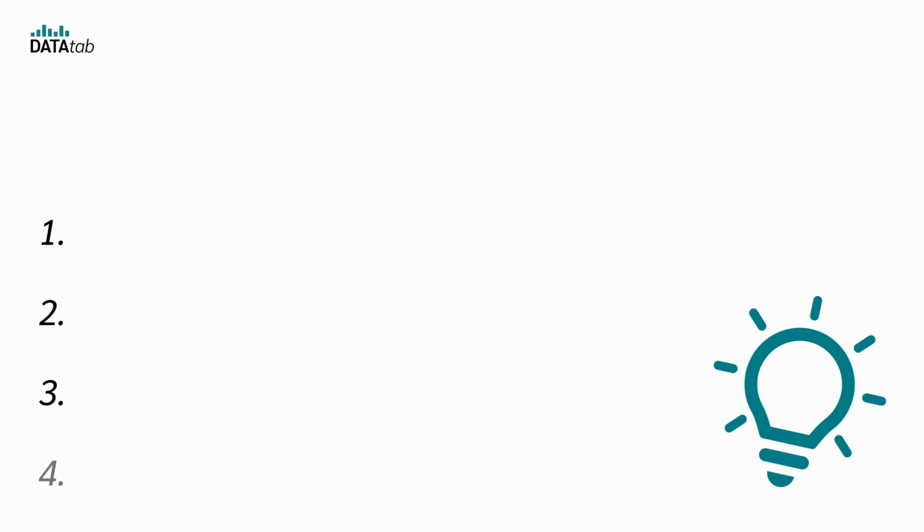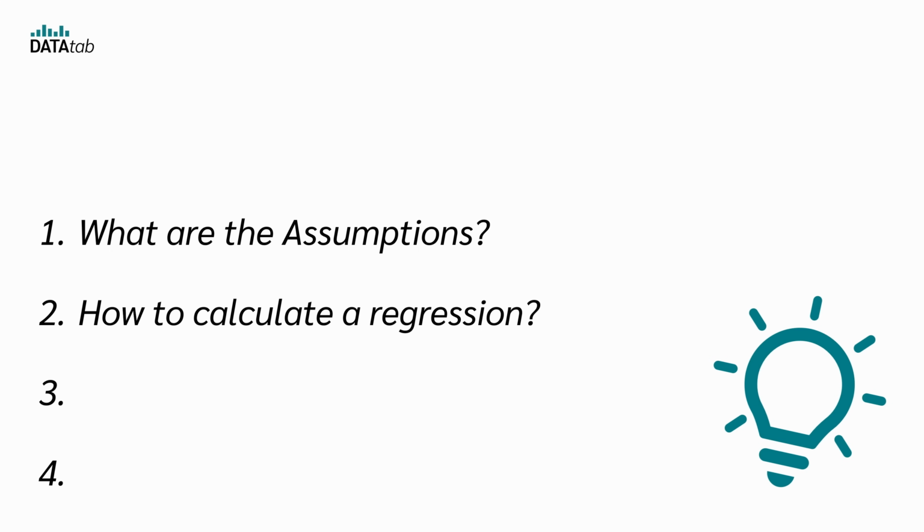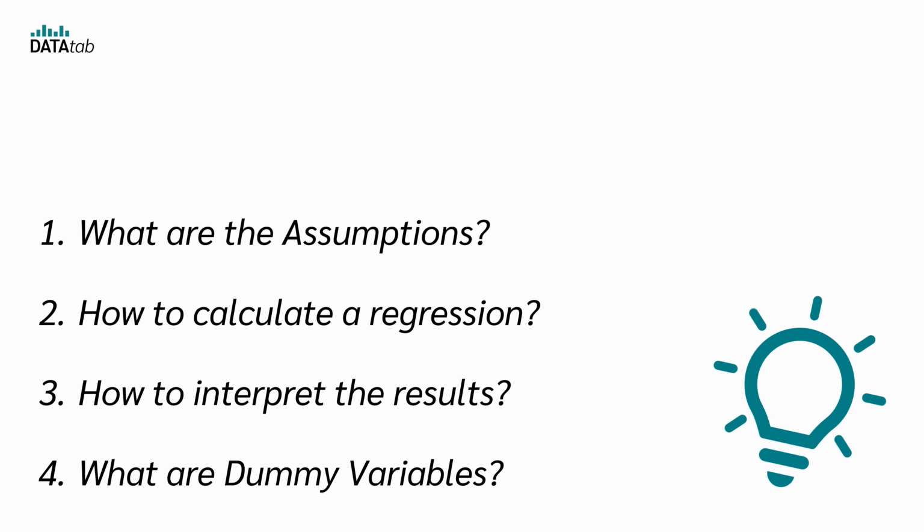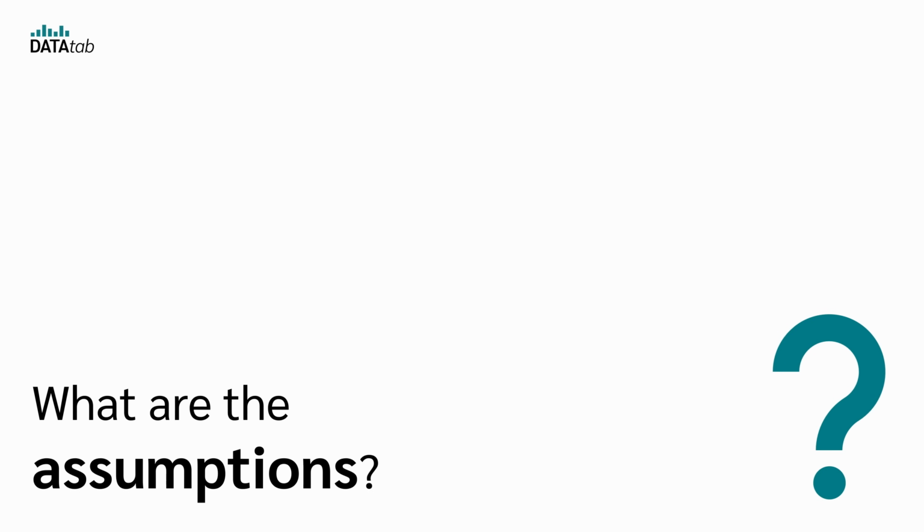Now there are 4 topics to cover: the assumptions of regression, how to calculate a regression with data tab, how to interpret the results, and finally, how to handle categorical variables in regression by creating dummy variables. Let's start with the first topic. So, what are the assumptions?